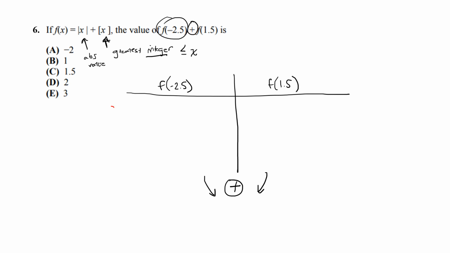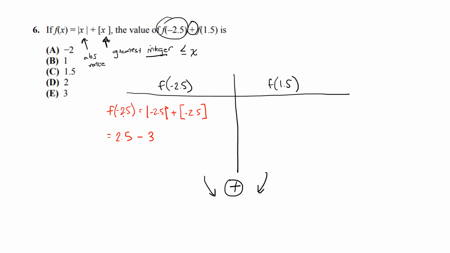So for the first one, we have f of -2.5 is equal to the absolute value of -2.5, okay? That should be a straight line, plus the greatest integer that's less than or equal to -2.5. That evaluates to positive 2.5, okay, minus 3, or plus -3. I'm just kind of combining those two signs together.